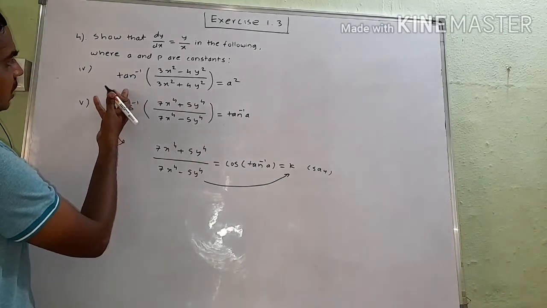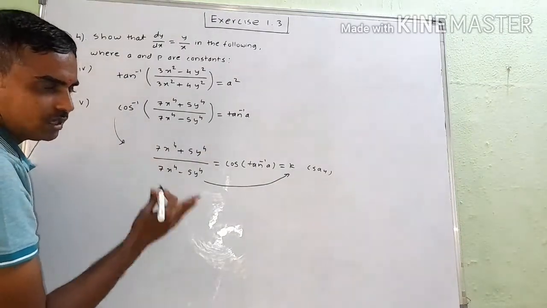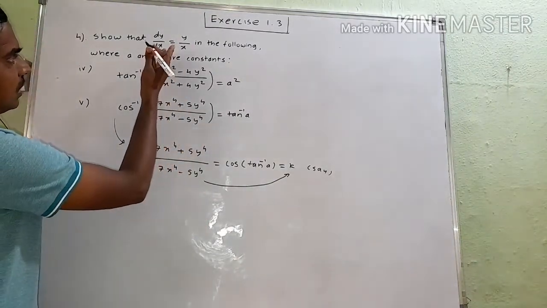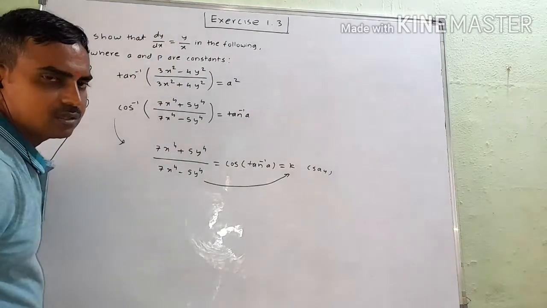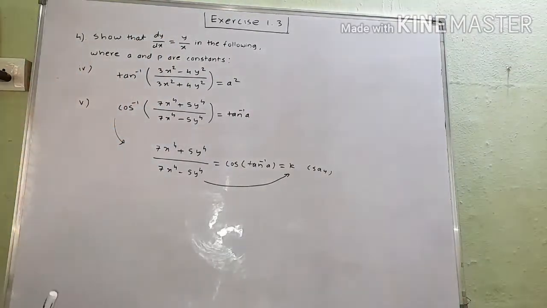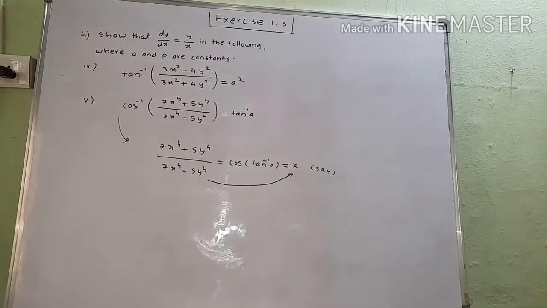By seeing the fourth example, you can easily solve the fifth example. You have to show here that dy by dx is y by x again. You have to solve this.